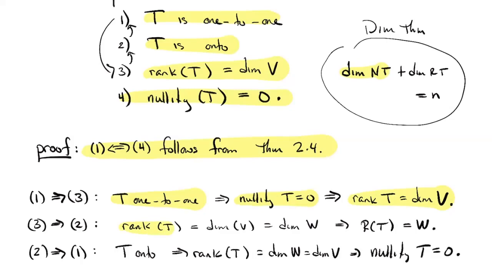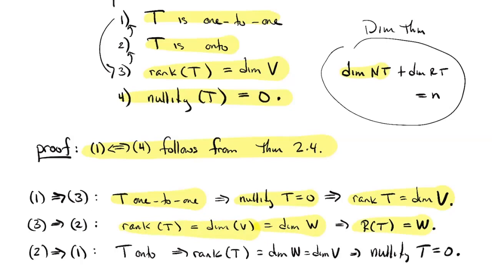Suppose that the rank is equal to the dimension of V, which by hypothesis is the dimension of W. Well, the rank is the dimension of the range, which is a subspace of W. If they have the same dimension, they're equal. So if the range of T is equal to W, then T is onto by definition.